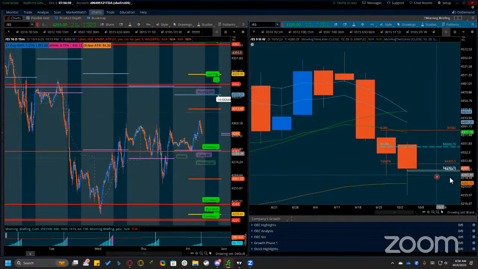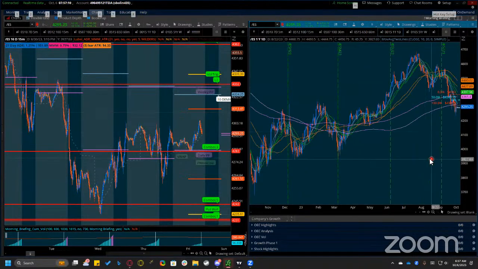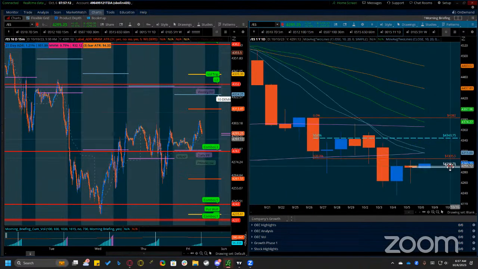So that's going to be one of the targets to the downside: 42.62. If we do continue moving to the upside, 43.77 is the 20 period weekly moving average. And looking at it on the daily, we've got the 10 period and the 200 right on top of each other. So that's going to be a little bit of a struggle to get through that zone.